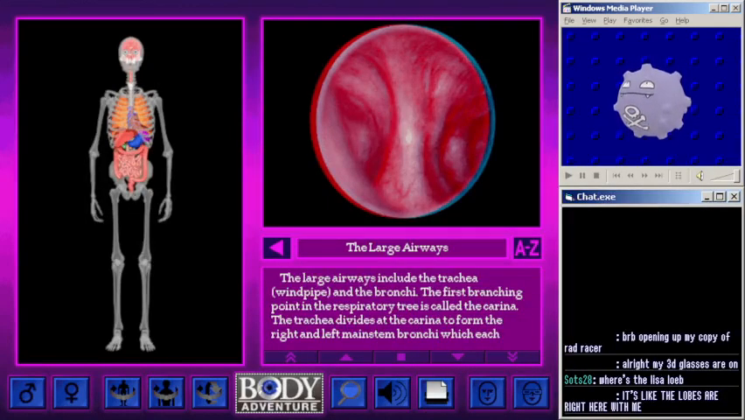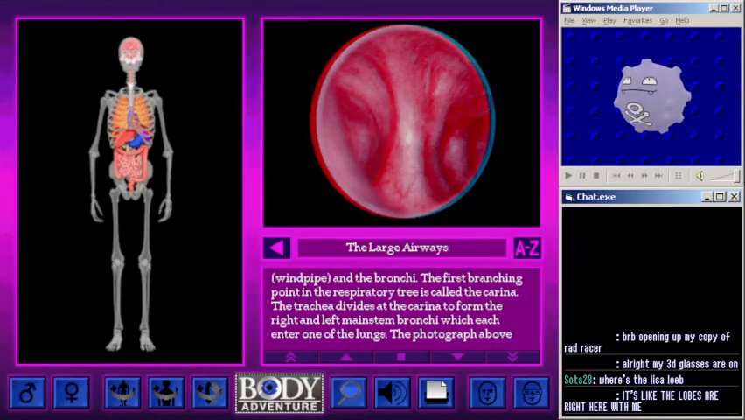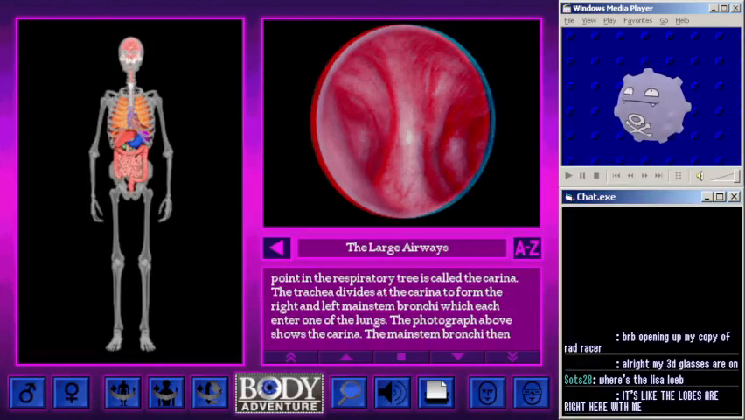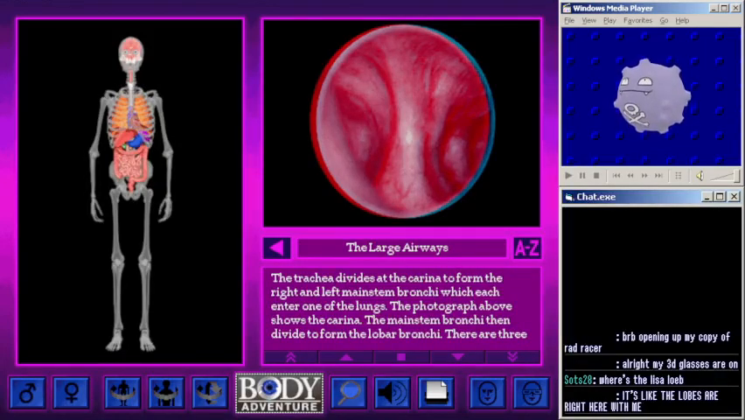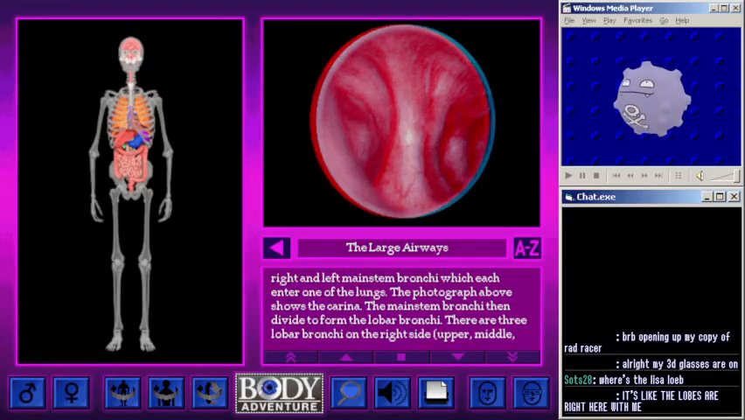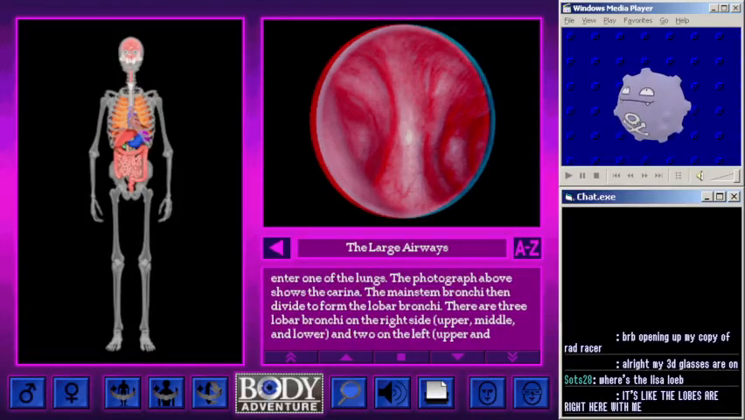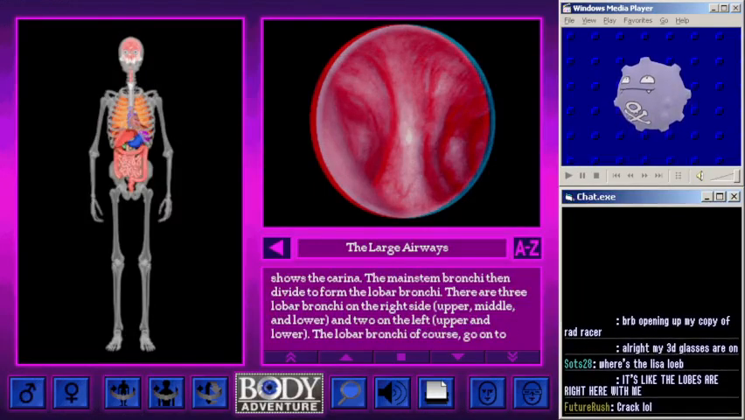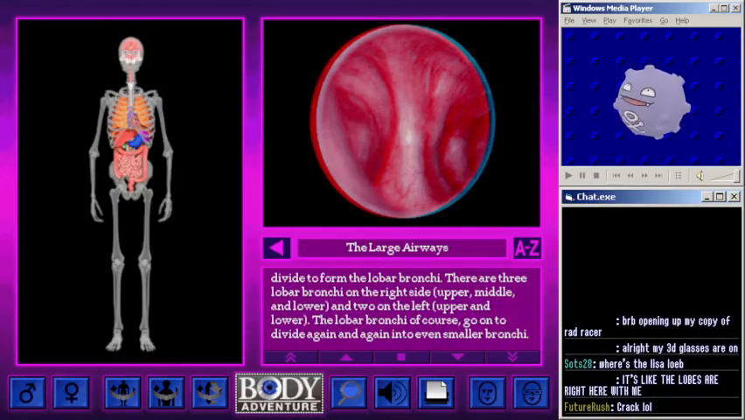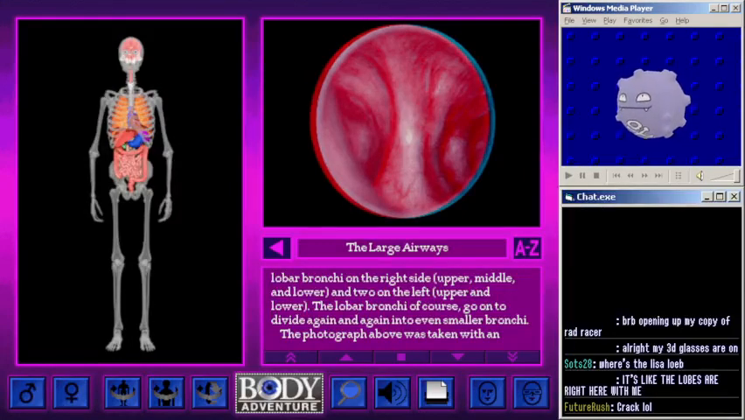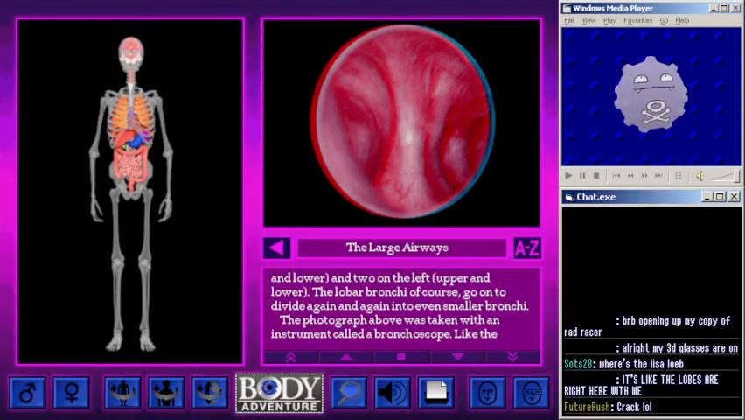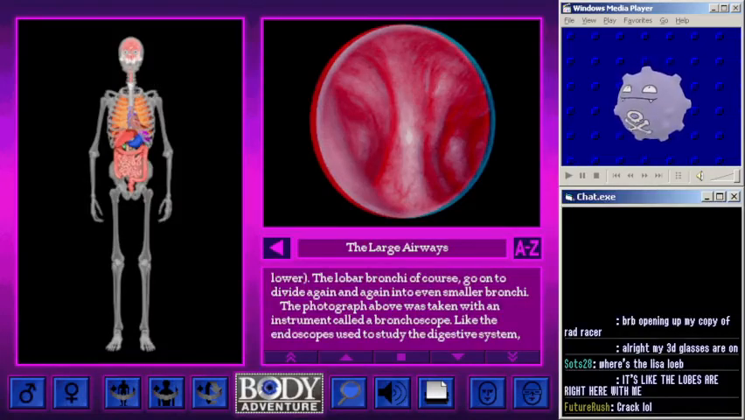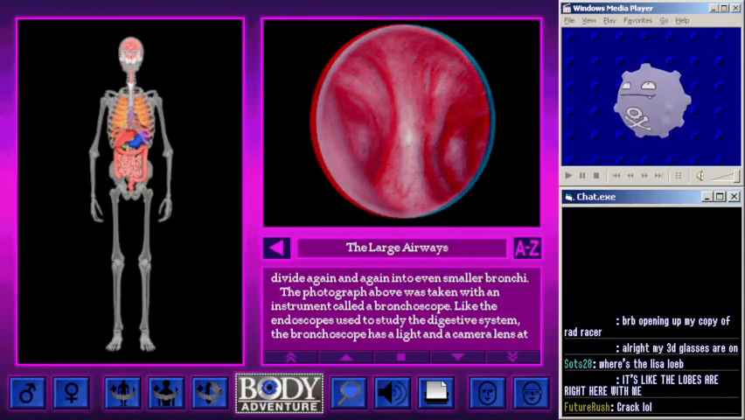The large airways include the trachea, windpipe, and the bronchi. The first branching point in the respiratory tree is called the carina. The trachea divides at the carina to form the right and left main stem bronchi, which each enter one of the lungs. The photograph above shows the carina. The main stem bronchi then divide to form the lobar bronchi. There are three lobar bronchi on the right side, upper, middle, and lower, and two on the left, upper and lower. The lobar bronchi, of course, go on to divide again and again into even smaller bronchi.